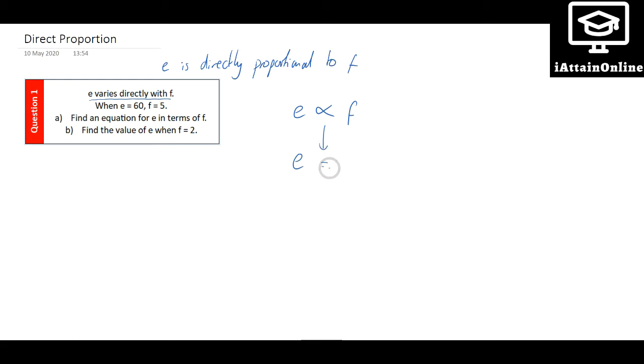To turn this into an equation, this needs to become an equals sign. But when we do that, we need to find what's called the constant of proportionality. We represent that with a K. You don't need to remember what it's called, but this is the constant of proportionality. When we change it into an equation, we introduce that K, and it's K multiplied by F. That constant doesn't change, no matter what the values for E and F are; it remains the same.